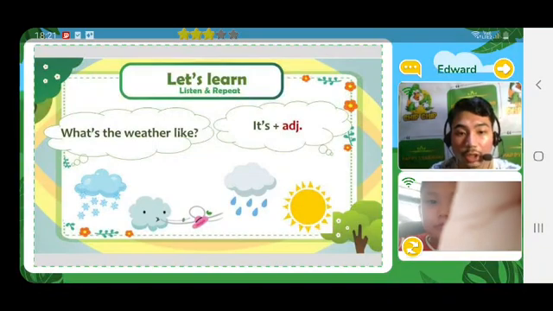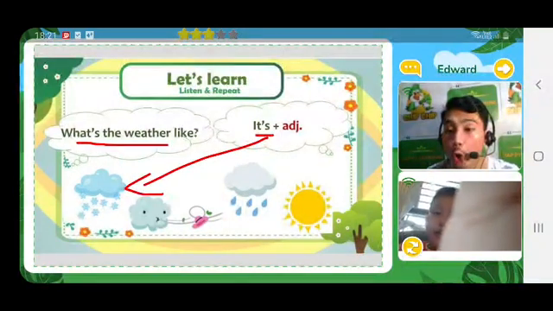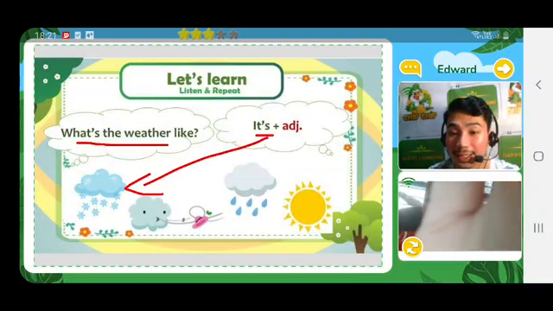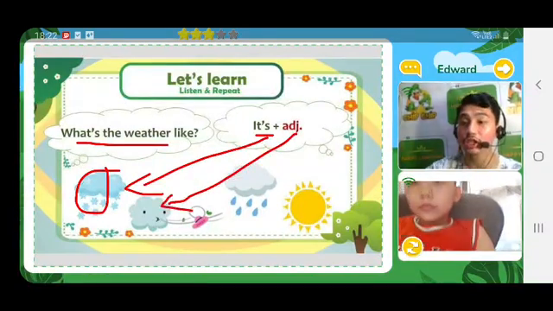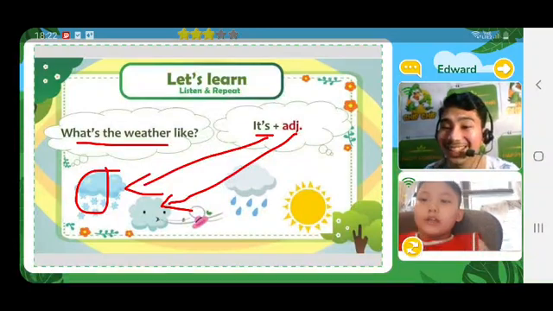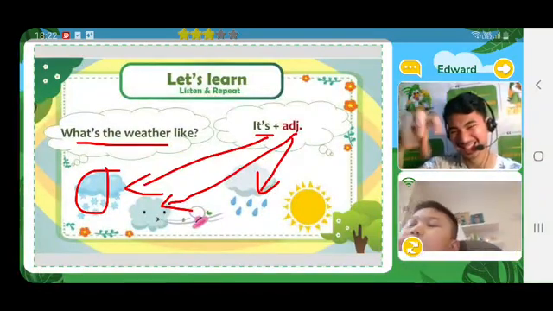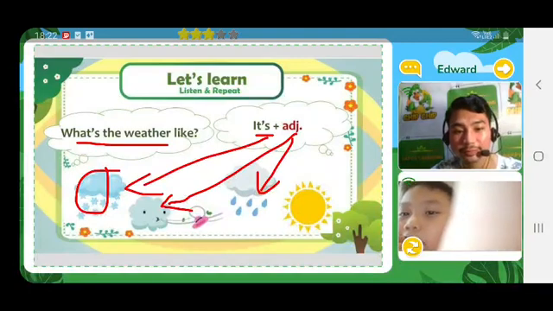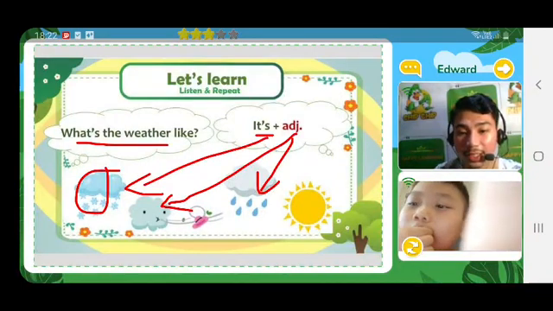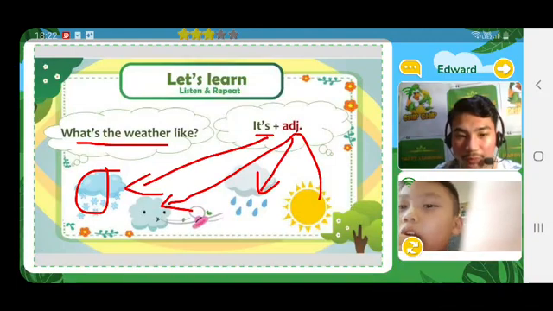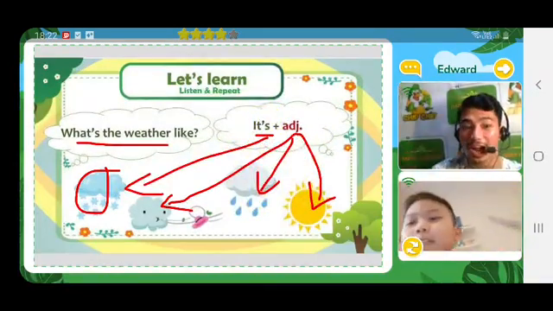What's the weather like? It's snowy. Yes, how about here? It's windy. Yes, how about this one? It's snowy. Huh? This one. Rainy. How about this one? It's sunny. Very good. You're amazing. Good job.